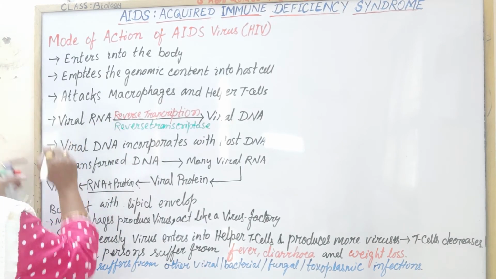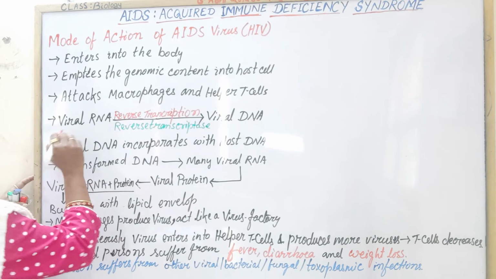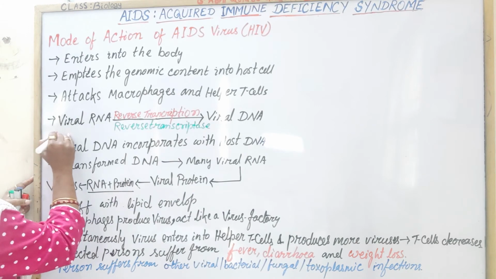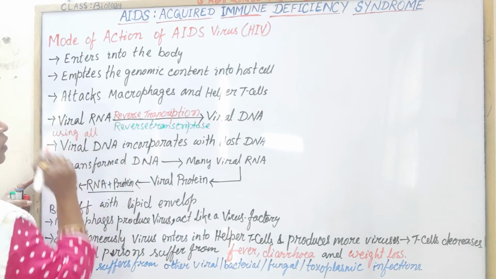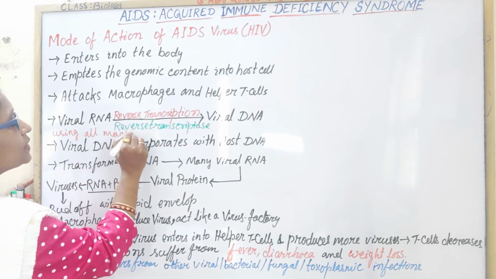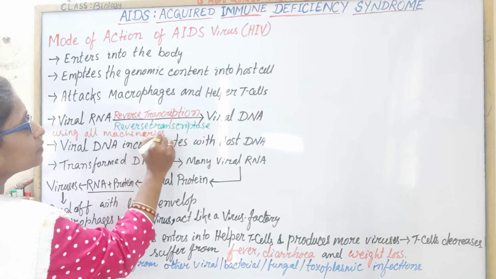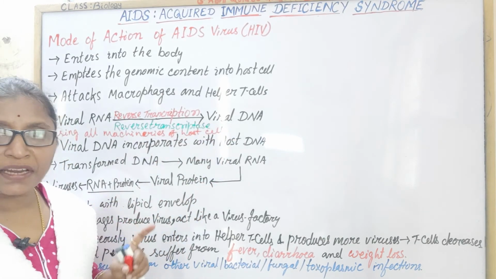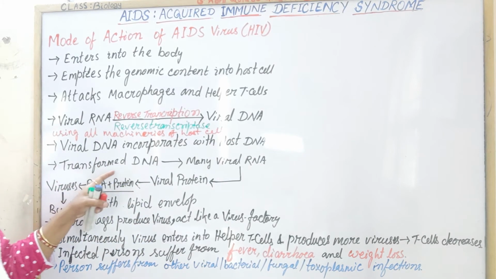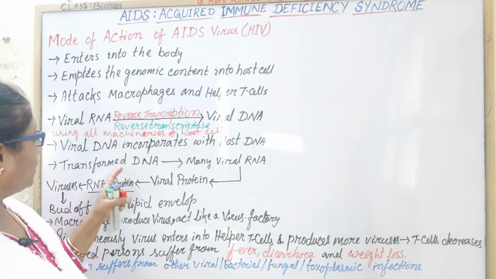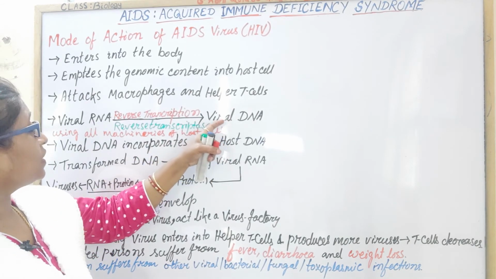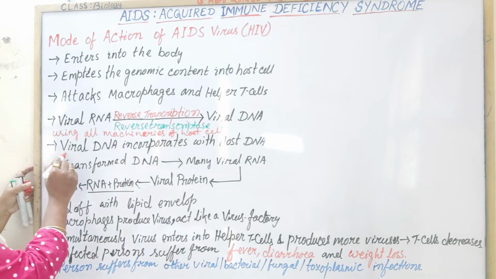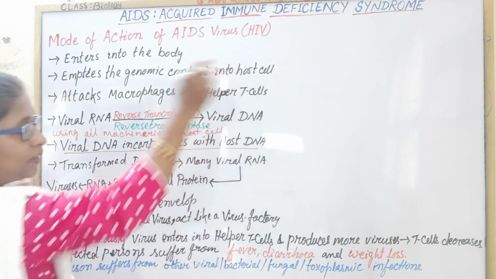and become viral DNA using all the host cell machineries. How? They attack the macrophages and helper T cells, and their viral RNA undergoes reverse transcription to become viral DNA using all the machineries of the host cell. Then the viral RNA becomes the viral DNA. Then that viral DNA incorporates with the host DNA.